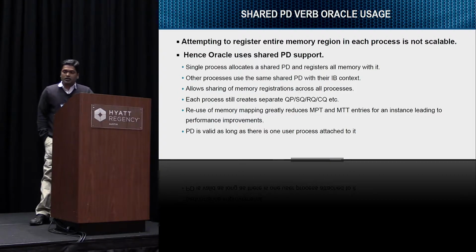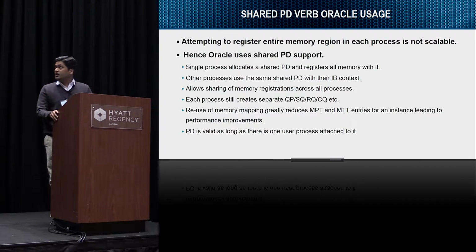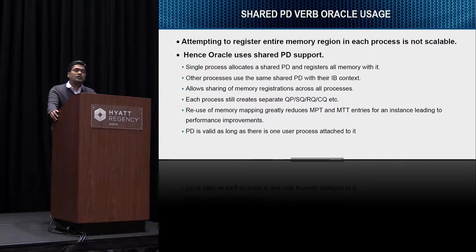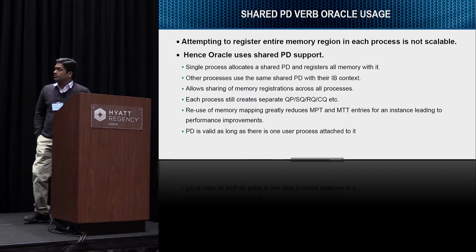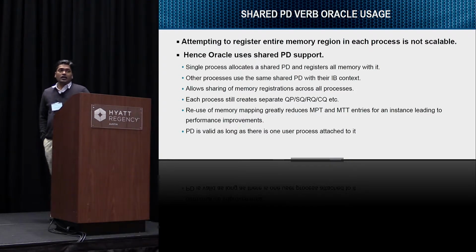Conceptually, we'll have an init processor, which is typically a fatal process, that registers the entire memory to the HCA on behalf of all the processes and stores the handle in the shared memory, and all the other processes use this shared PD handle. Mind you, every process has its own QPs and connections and all the resources. The key idea is really to reuse the memory mappings and avoid the translation cost.